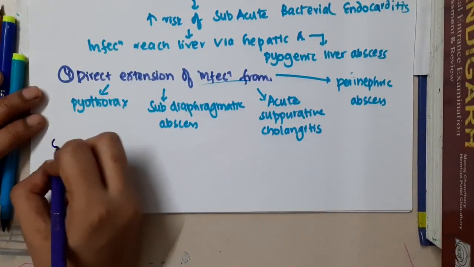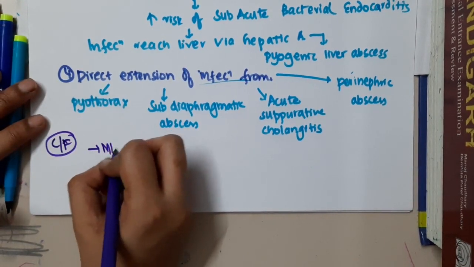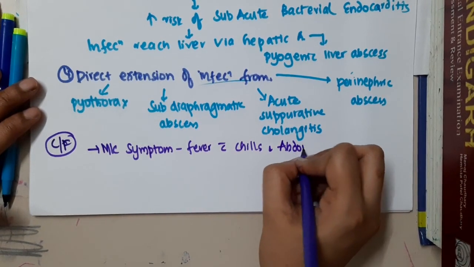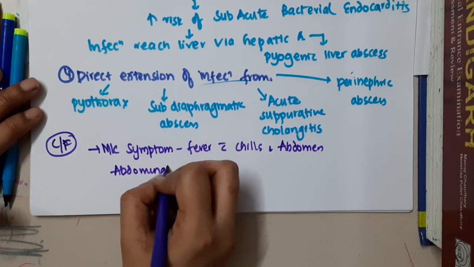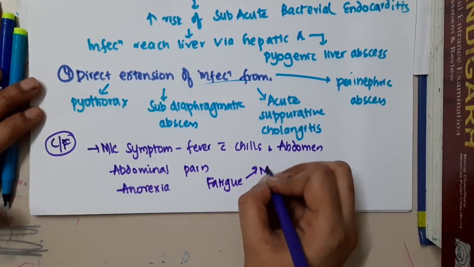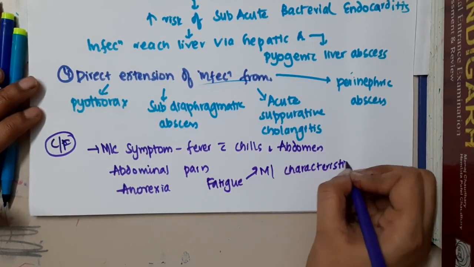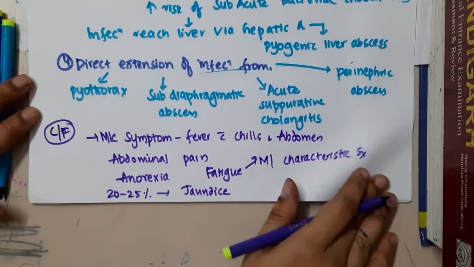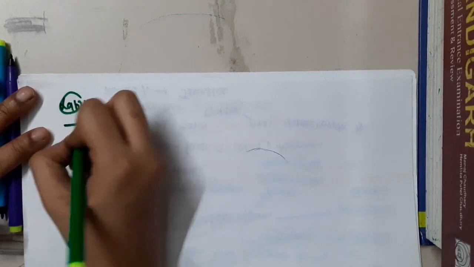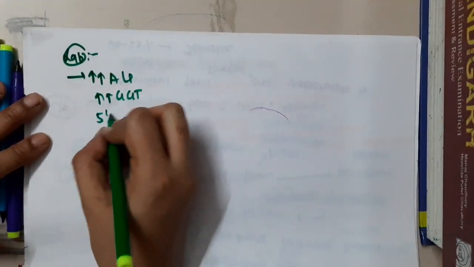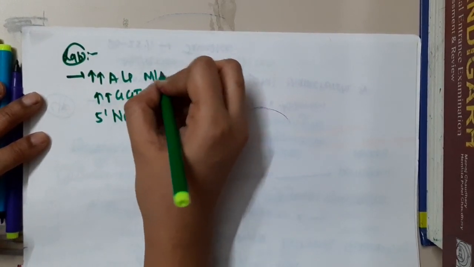Now the clinical features of pyogenic liver abscess. The most common symptom is fever with chills and rigors, and the patient also suffers from abdominal pain, anorexia and fatigue. Actually, fatigue is the most characteristic symptom. In 20 to 25% of cases, the patient presents with jaundice. Then the lab parameters: with any obstruction to the CBD, there will be increased ALP, increased GGT, that is gamma glutamyl transferase, and increased 5-nucleotidase. Among these, increased ALP is most common.